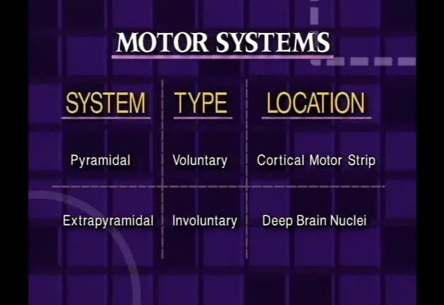That's broken down then into a voluntary and an involuntary motor system. The pyramidal or voluntary system is located in the cortical motor strip. The extrapyramidal or involuntary motor system is located in deep brain nuclei.